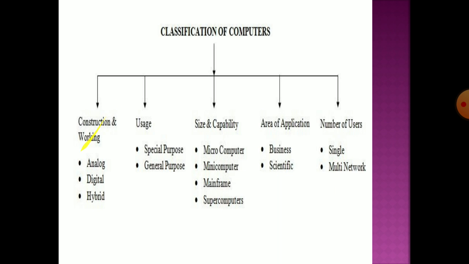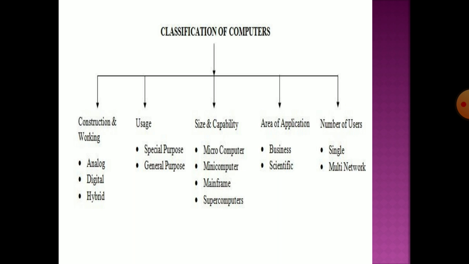The first one is construction and working, the second is usage, the third is size and capability, the fourth is based on the area of application, and the fifth is number of users. Done? So this is the diagram which shows the classification of computers. Next we'll study each classification in detail, one after the other.